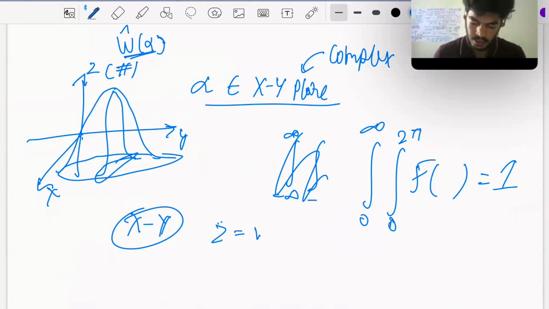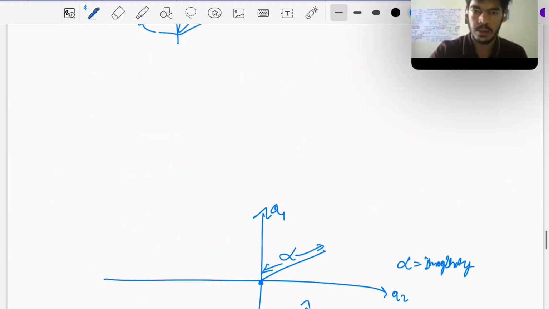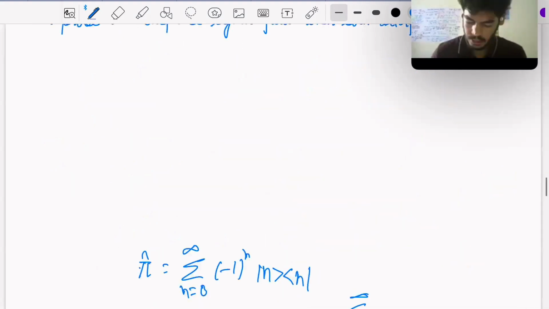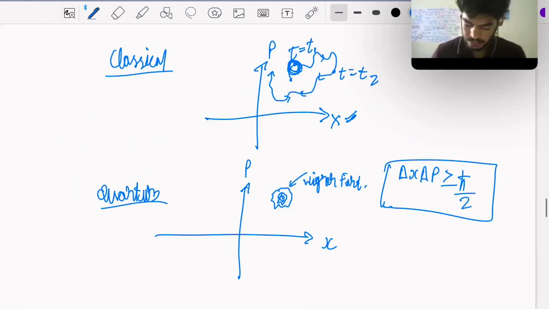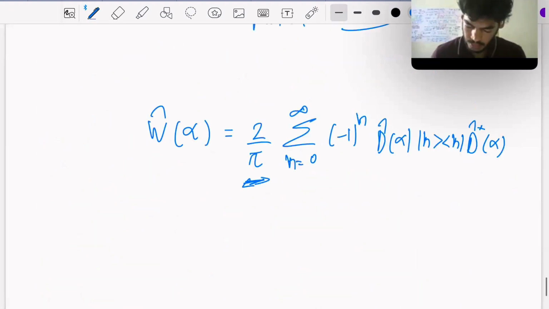This XY plane is what we are scanning, and the values in the Z direction are our Wigner function profile, which has to integrate itself to one, given some normalizations. So this is what the Wigner function is, and this is the role of these displacement operators in our formula.